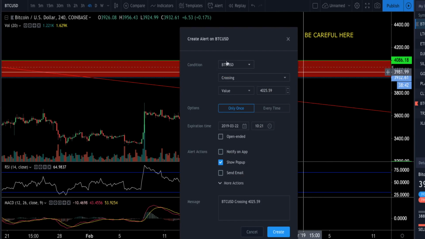It'll pop up and ask you what you want. Okay, Bitcoin USD crossing the value of $4,025. You can have it alert you every time or just this one time. It'll pop up on here. I believe if you do an email, you have to have the subscription. So yeah, you can do that, and that way you don't have to be glued to the computer.